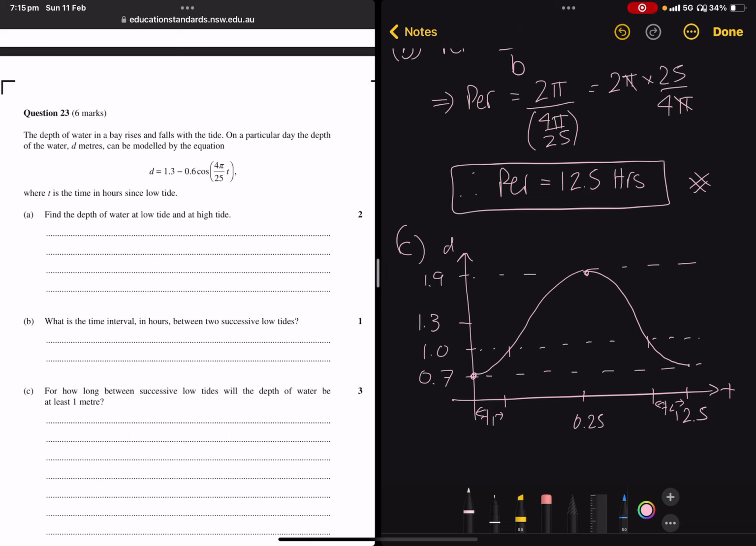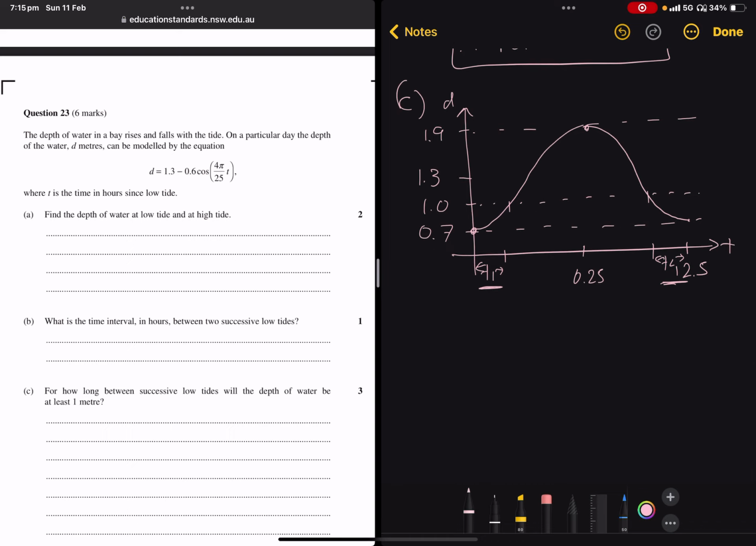So that's what we're going to try and do. We are going to let our formula equal to 1, then try and solve it. That will give us the amount of time. And remember, because it says the depth of water will be at least 1 meter, finding these two times gives us all the time when it's not. Right? So the actual answer will be 12.5 hours minus what we're finding.